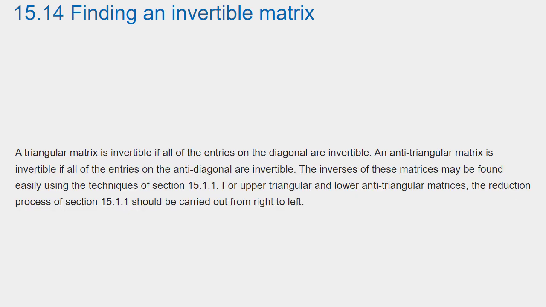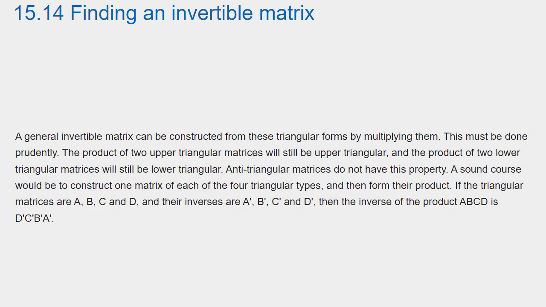A triangular matrix is invertible if all of the entries on the diagonal are invertible. An anti-triangular matrix is invertible if all of the entries on the anti-diagonal are invertible. The inverses of these matrices may be found easily using the techniques of section 15.1.1. For upper triangular and lower anti-triangular matrices, the reduction process of section 15.1.1 should be carried out from right to left. A general invertible matrix can be constructed from these triangular forms by multiplying them.